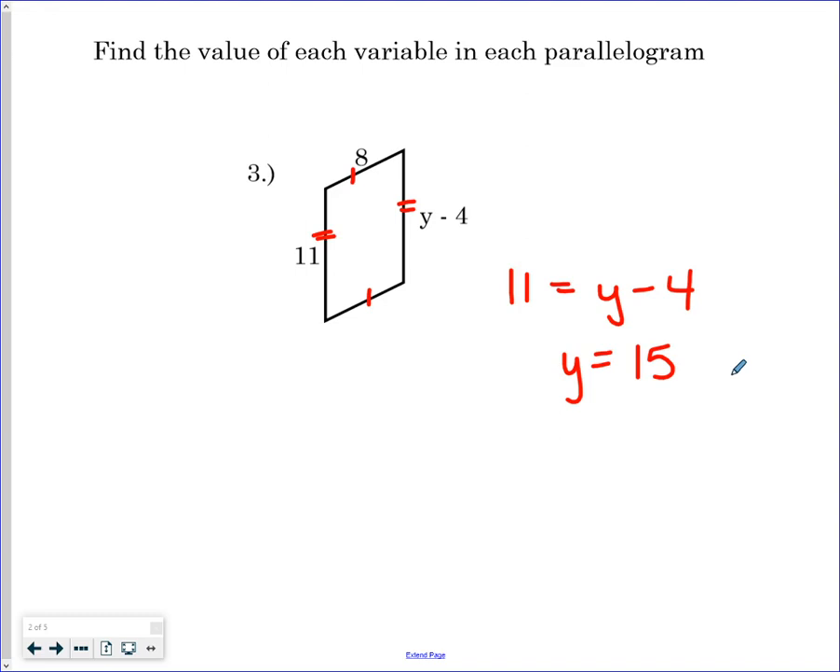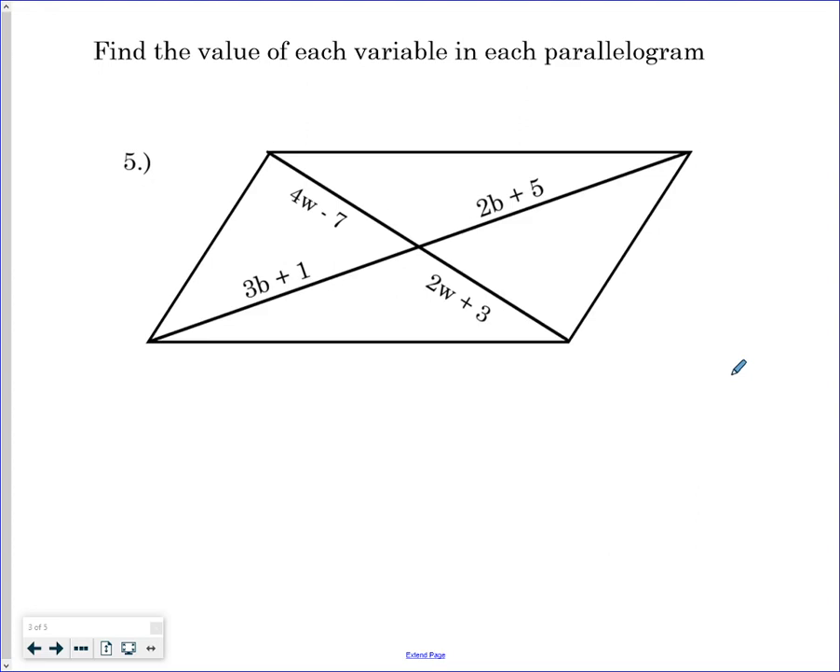This is a pretty easy section as long as you know the properties, right? You say it's parallelogram, you see what you know, and you just set up the equation. Okay? Number 5, same concept. Do I have sides of the parallelogram? No. Do I have angles of the parallelogram? No. I have diagonals of the parallelogram, right?